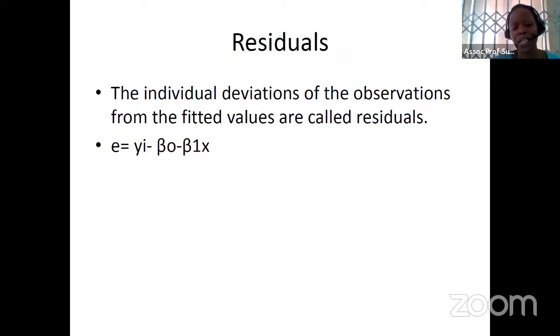The residuals. Remember yesterday we were saying that residuals are deviations of observations from the fitted values or predicted values. And we get the predicted values from the line of best fit, which is estimated by the least squares estimate. So these residuals are important, as we saw yesterday, in estimating the mean square error, which we use for testing whether there is a linear relationship between the response and the independent variable.